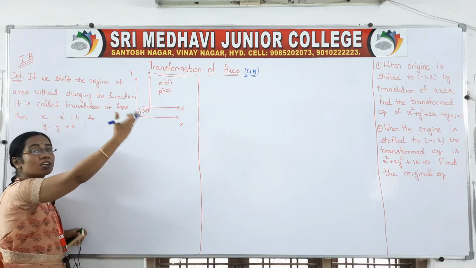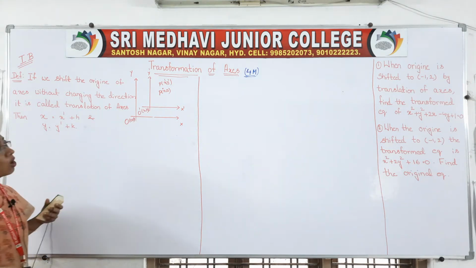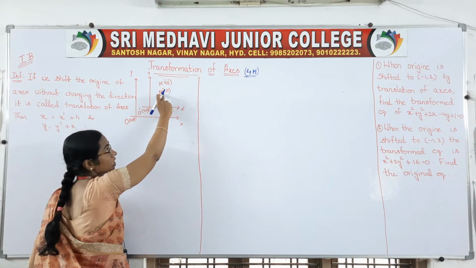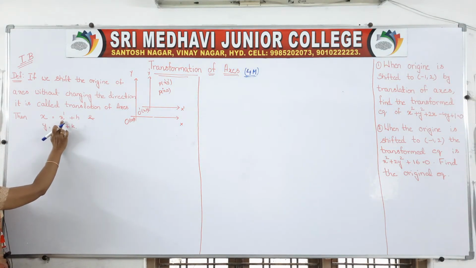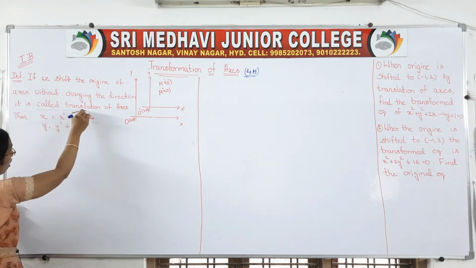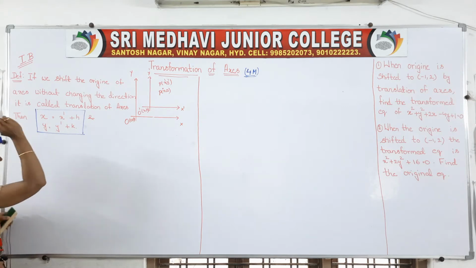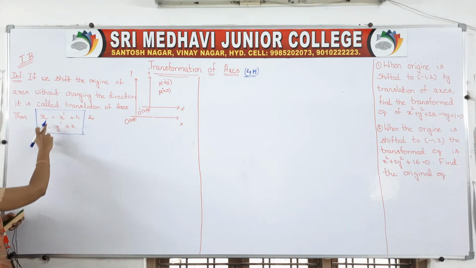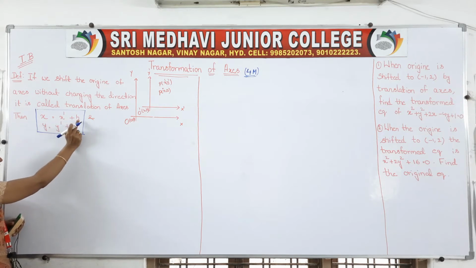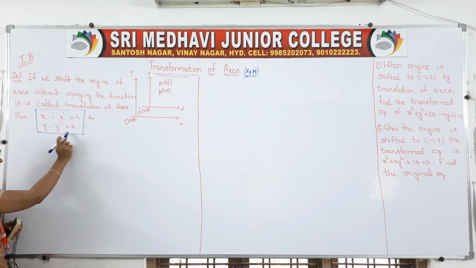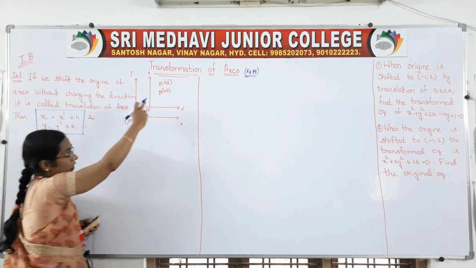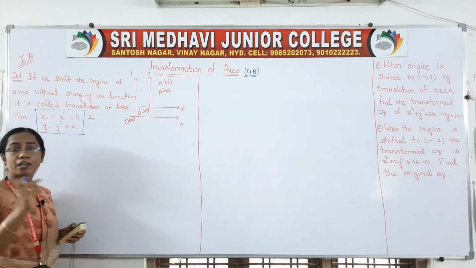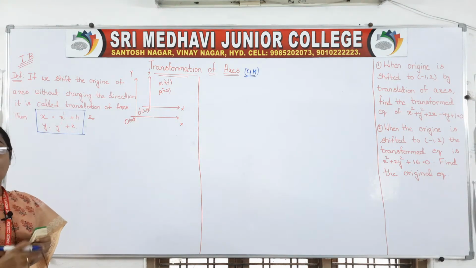Then we can say that translation of axis happened. So after this translation, the changes in the x and y coordinates of your point are x = x' + h, y = y' + k, right? So after the translation, the change in x and y is x = x' + h, y = y' + k. Here (x, y) are the coordinates of the point P and (h, k) are the coordinates of the shifted origin.